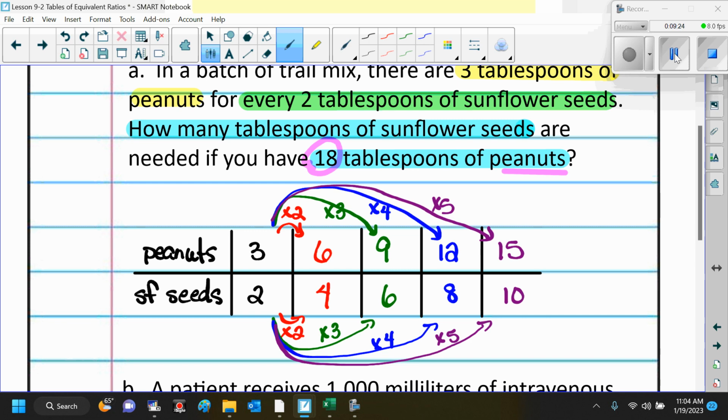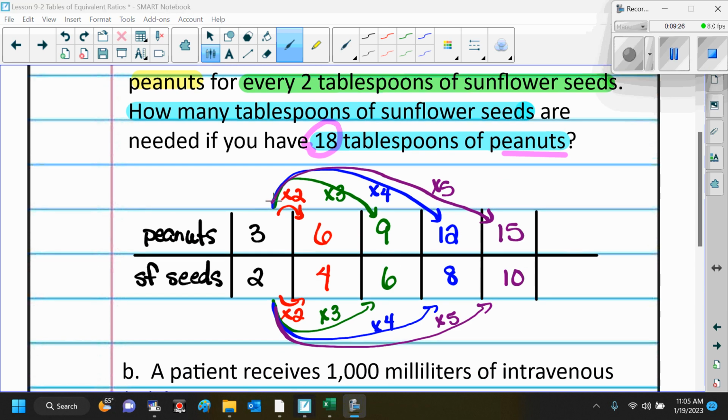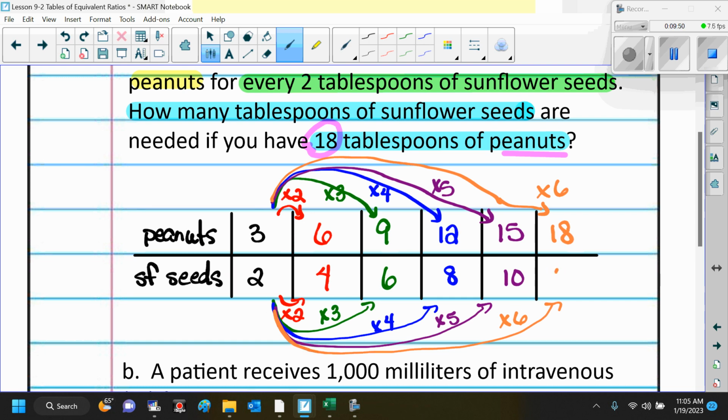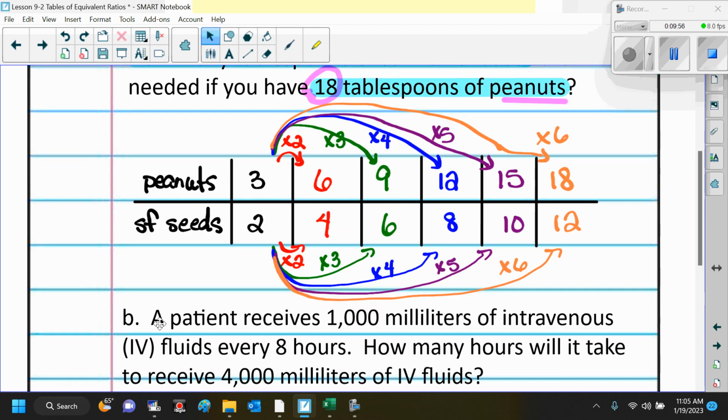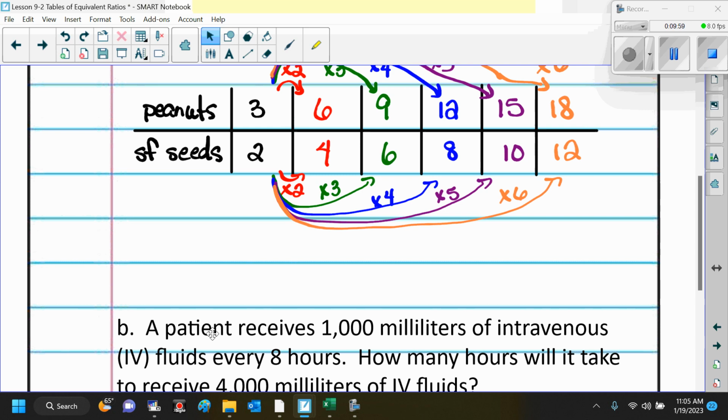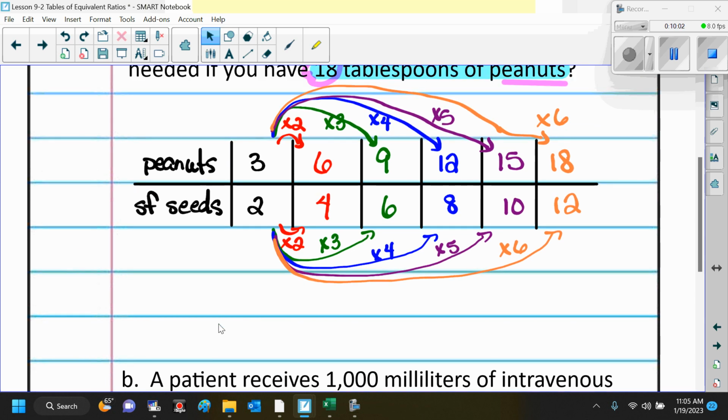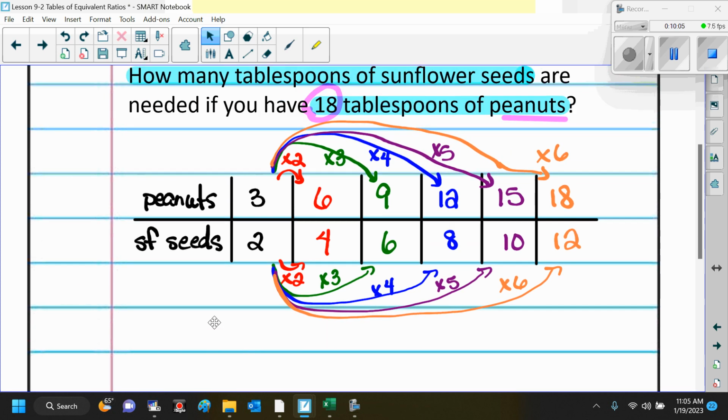Very good. I need to add some more on my table. All right. So now, after times 2, 3, 4, and 5, we're going to multiply times 6, and then times 6. So 3 times 6 is 18, and 2 times 6 is 12. Very good. Now, I do want to let you know, when you're doing this on your own, it's going to be faster, because you're not going to have me talking you through it. So you can just write it down.